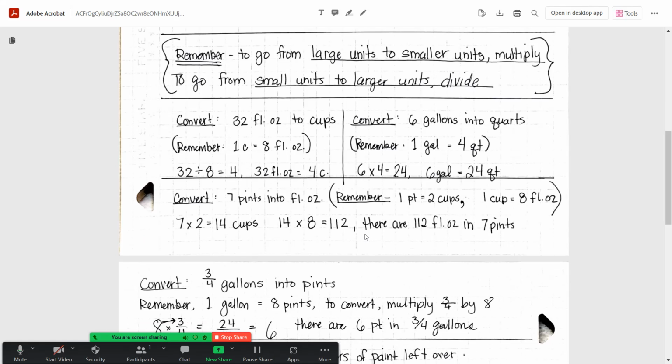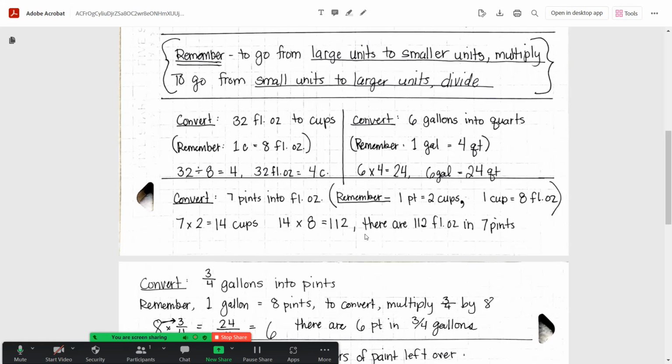For the next one, we're going from a big unit to a small unit. So 6 gallons into quarts. So if 1 gallon is equal to 4 quarts, 6 gallons is going to be 6 times 4, or 24 quarts.